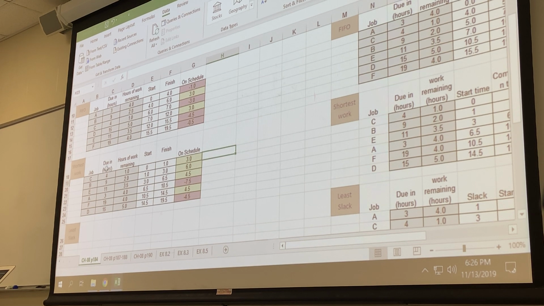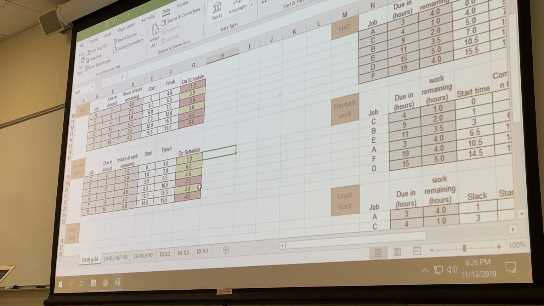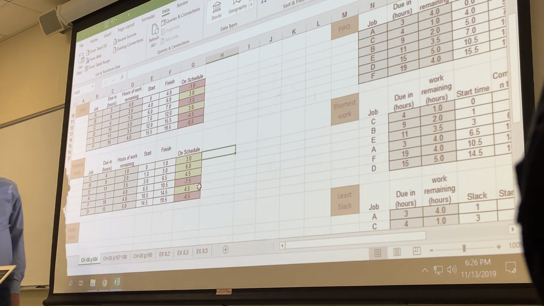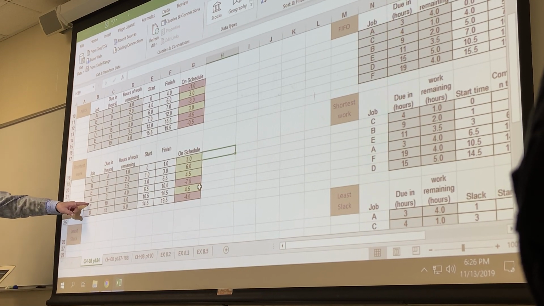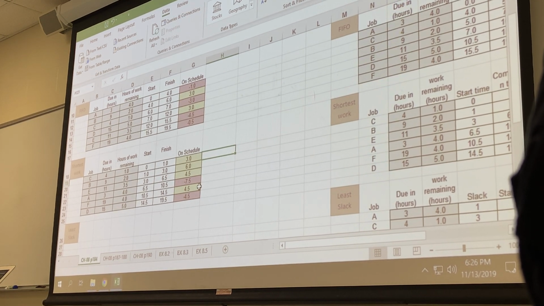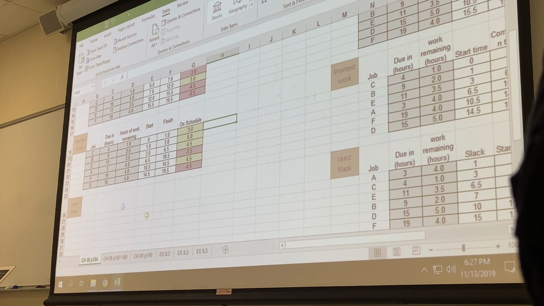So now, just by going with the shortest amount of work, I have 4 jobs that are good, on time or early, very early. But I have 2 that are late, and one of them is really, really late. Hope customer A isn't my best customer. So see how easy this is? You build one little table, just copy it down.